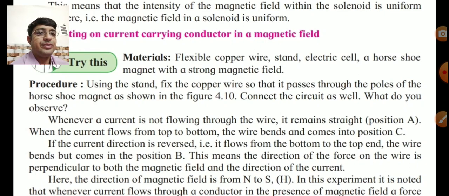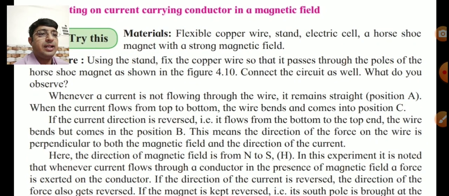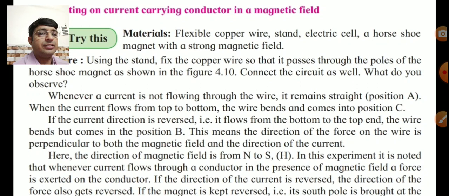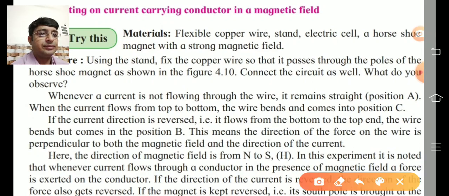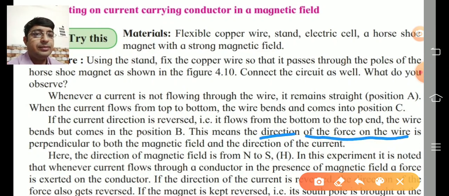When the current flows from top to bottom, the wire bends and comes into position C. If the current direction is reversed, that is, it flows from bottom to the top end, the wire bends but comes to position B. This means that the direction of the force on the wire is perpendicular to the magnetic field and the direction of current. So you underline this. The direction starts from here. Hold this line, you underline.